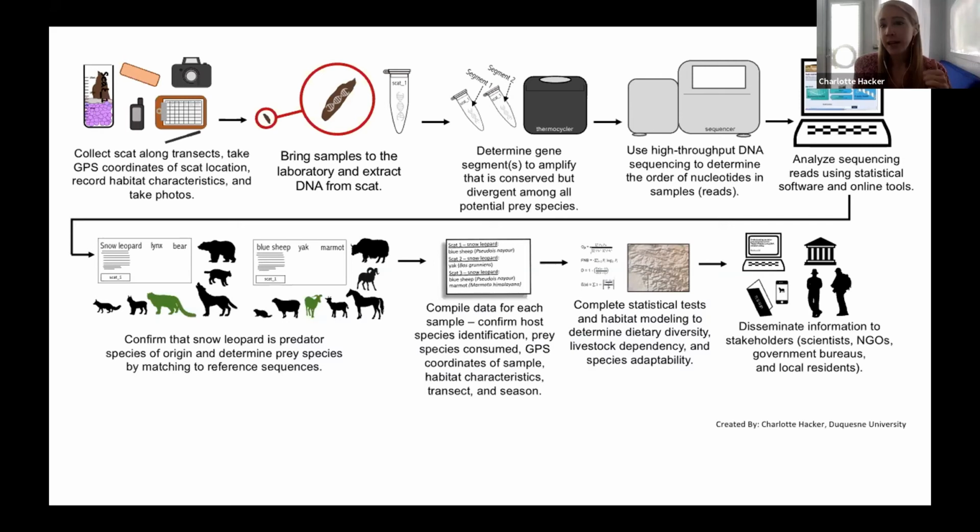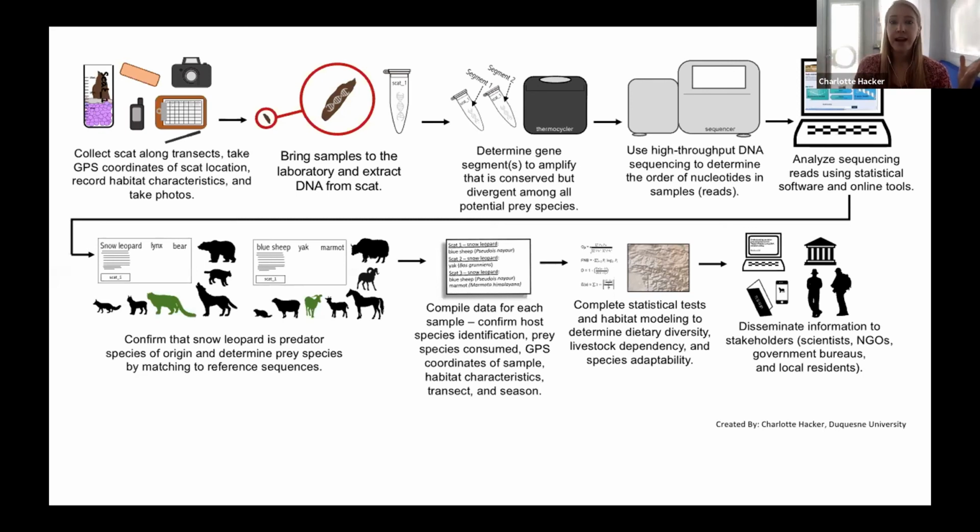We're going to pick that, we're going to amplify it, and then we're going to use next generation sequencing to get resulting sequencing reads of each of our samples. And then we'll analyze all of those using different statistical softwares and online tools, and which you use are kind of up to you. There are different avenues to do that. But the idea is that you're going to be able to do this read mapping process where you can determine, yes, this is a snow leopard, or if you're doing more than just snow leopards, what is the host of the scat and what that actual host ate.